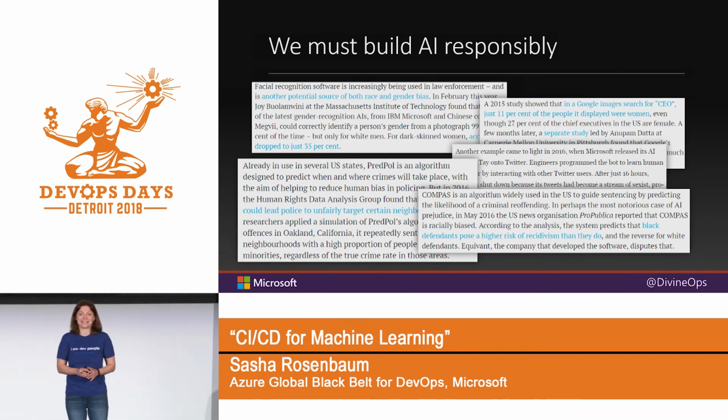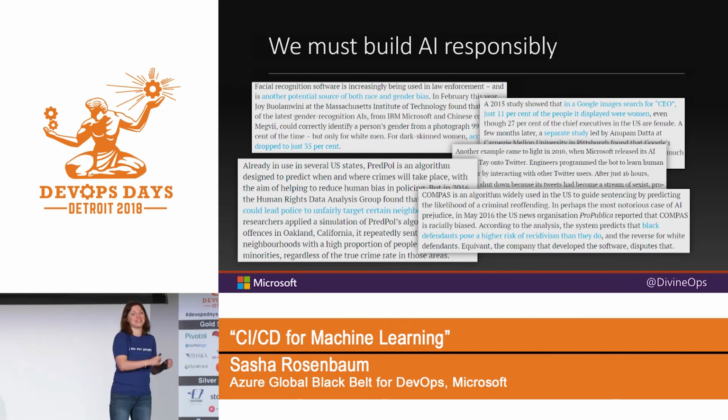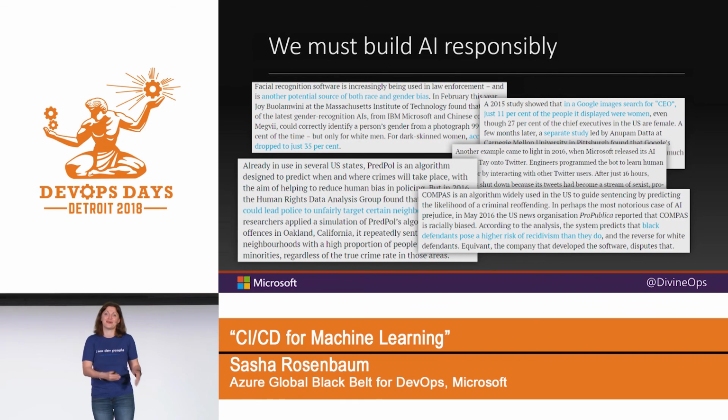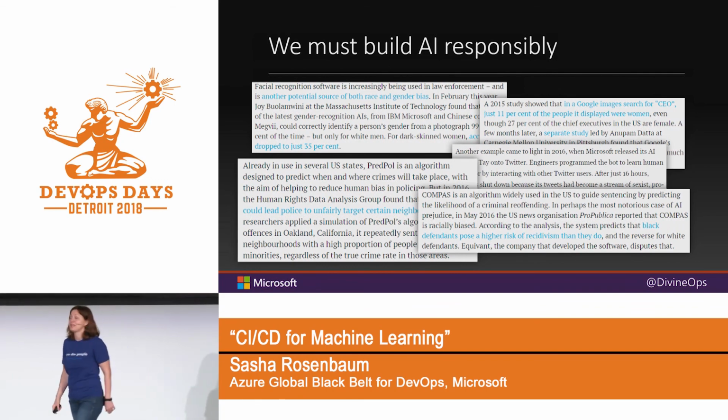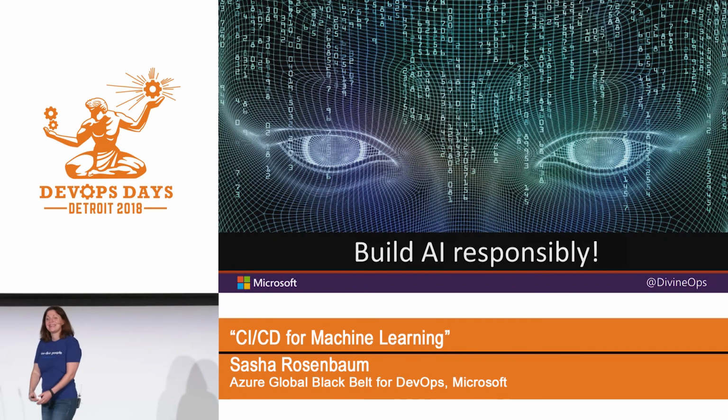Something to consider: if you feed your algorithm data that says that women are homemakers and men are CEOs, the algorithm is going to output the same thing, right? And the algorithm is going to suggest CEO jobs to men only. And this really happens, right? So, build AI responsibly. Thank you.